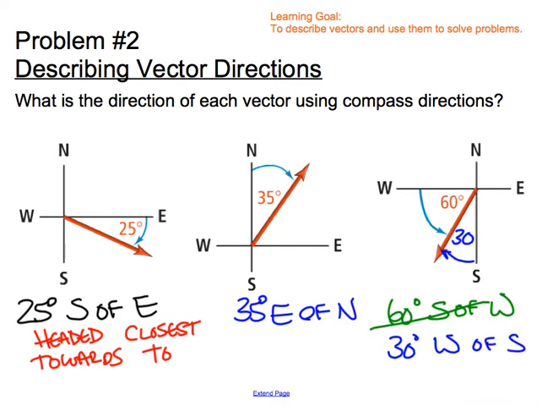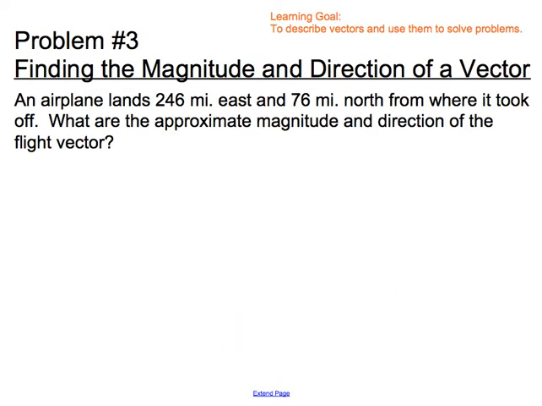Technically either of these is correct. However, oftentimes we like to have this degree measure less than 45 degrees. Okay, so our third type of problem asks us to find both the magnitude and direction of a vector.